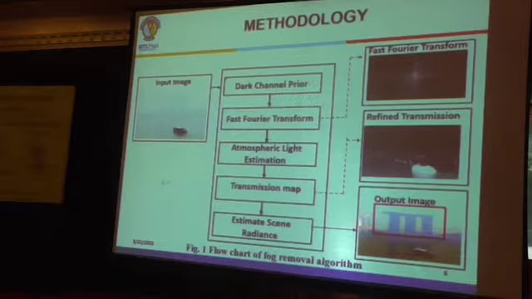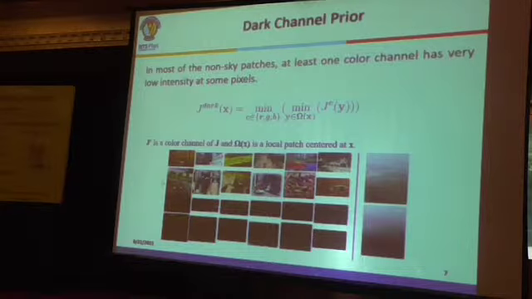Next slide. First of all, what is the dark channel prior? In most non-sky patches, at least one color channel has very low intensity at some pixels. It means that in the image we take patches of 3 by 3 and find the minimum of each patch. So we take the minimum over the RGB components, the component with the lowest pixel intensity, and that is our dark channel prior.